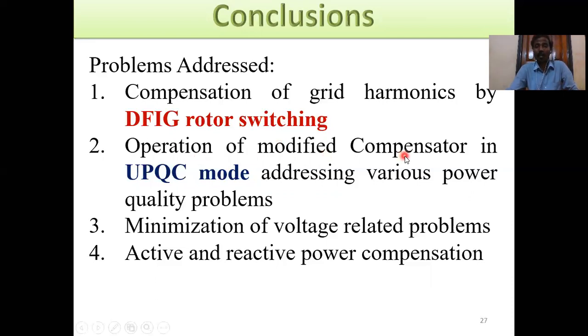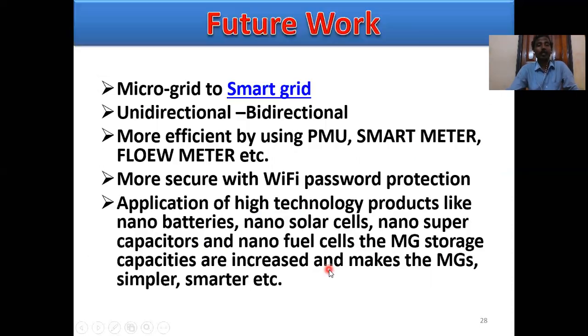Operation of the modified compensator in UPQC mode addressed various power quality problems. You can improve the power quality, meaning sag, swell, flicker, harmonics, any type of power disturbance, by using UPQC. Minimization of voltage related problems, active and reactive power compensation. And this is the main section.